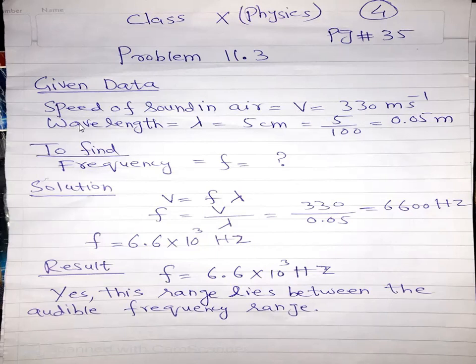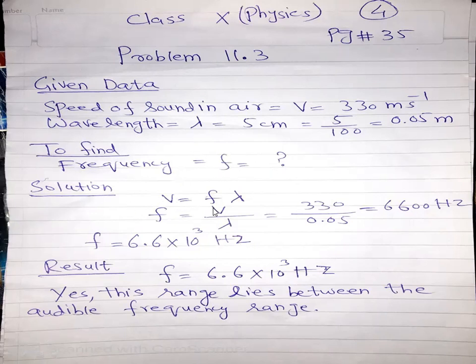So we have converted wavelength into meter, which is the SI unit of length. The speed of sound in air is given as 330 meters per second, and the wavelength, denoted with lambda, is 5 centimeters. So 5 divided by 100 is 0.05 meter. In this numerical, we need to find the frequency, denoted with a small f.